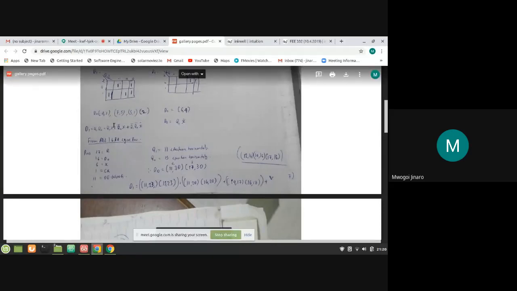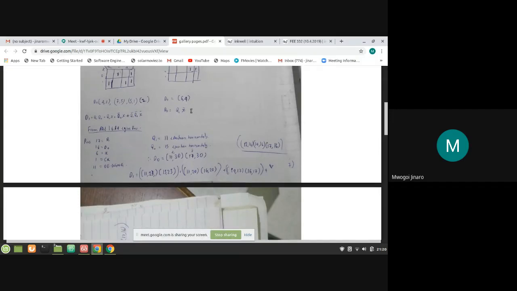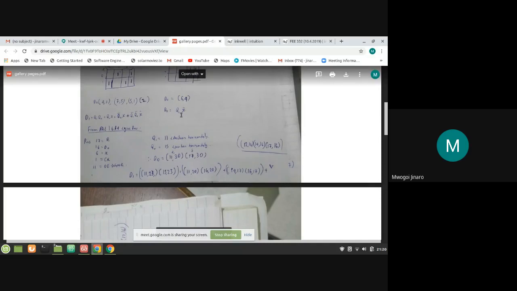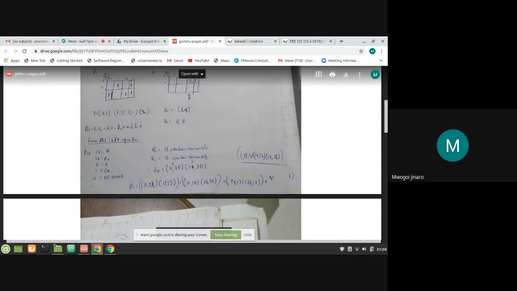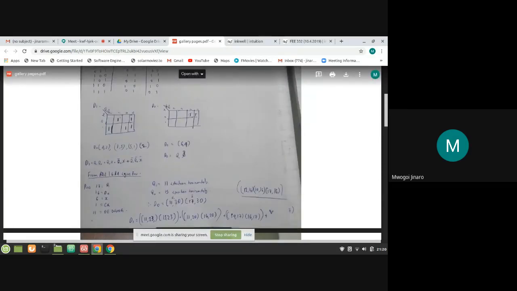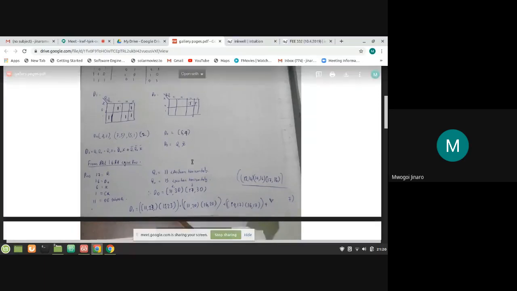Now, for us to give an answer, we have to go and look at our equations. For example, D naught, which I did here, it's 6 and 4. And what is 6 and 4? 6 and 4 is Q1 and Q bar from the Karnaugh map. When you deduce it, you get this.